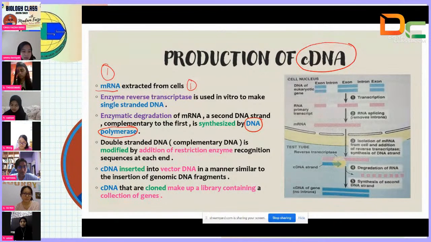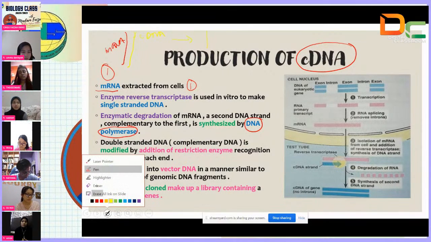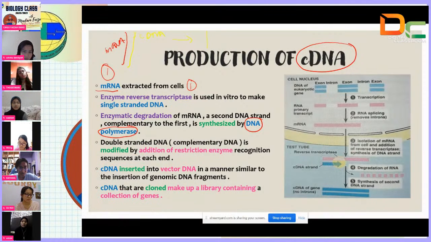Ratika, what happened to the mRNA just now as a template? So we have mRNA, right? Am I right, class? Okay, mRNA, and then catalyzed by the enzyme reverse transcriptase, we produce the single-stranded cDNA. This single cDNA, catalyzed by DNA polymerase, will produce another strand of DNA, another strand of cDNA.